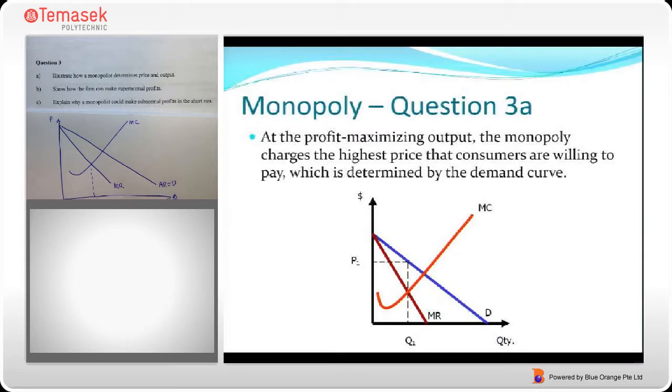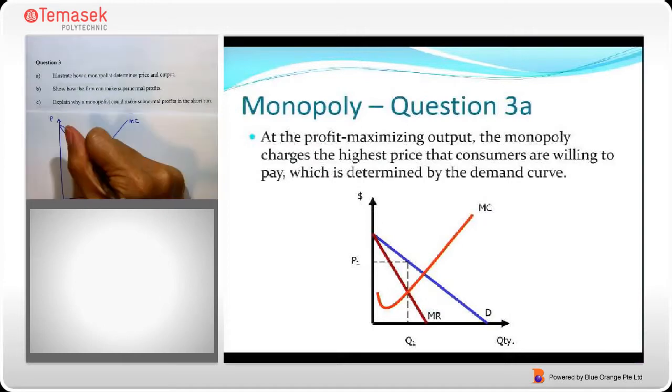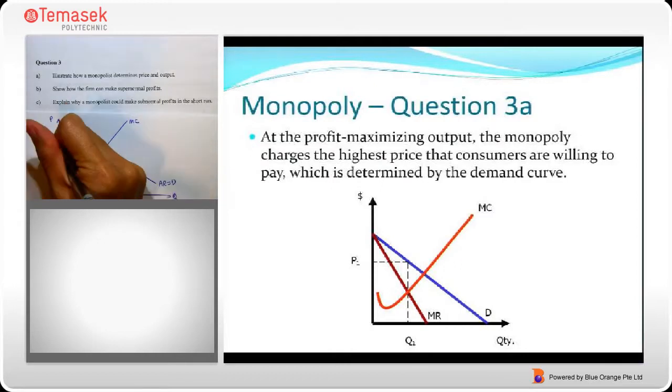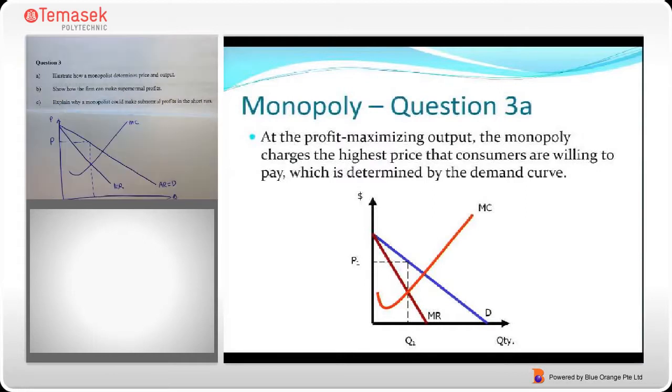So how do we get price? We simply have to dot up until we hit our demand curve and then dot across. So let's do that. From Q, dot up and dot across. And this gives us P. And that's all for this part of the question.